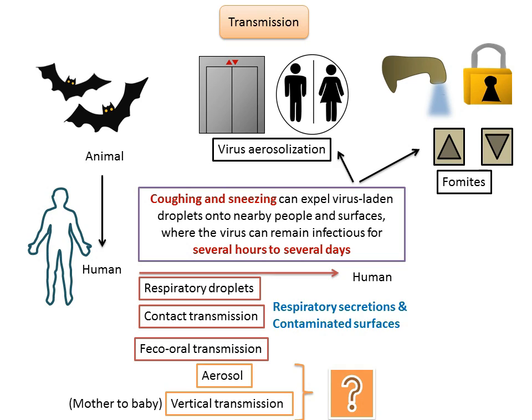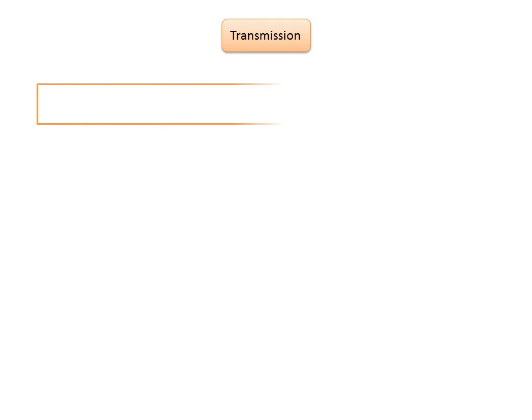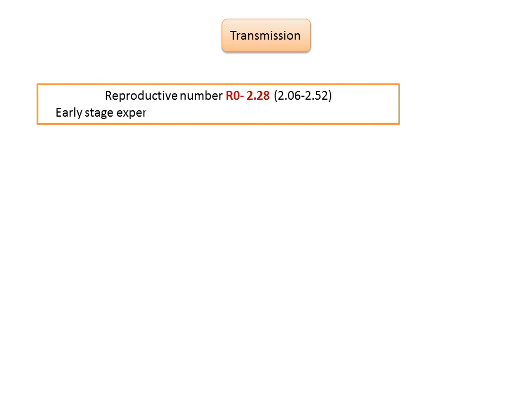It is of crucial importance to estimate the reproductive number, or R0 number, of the novel virus in the early stage of the disease to assess the severity of the outbreak and make a prediction of the occurrence of new cases. According to a study by Zhang S. et al., the R0 number for SARS-CoV-2 was estimated to be between 2.06 and 2.52, the average being 2.28.